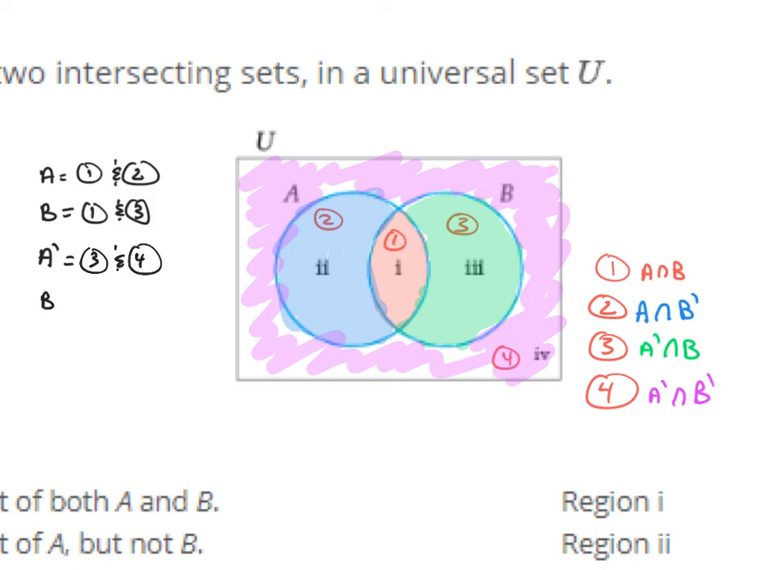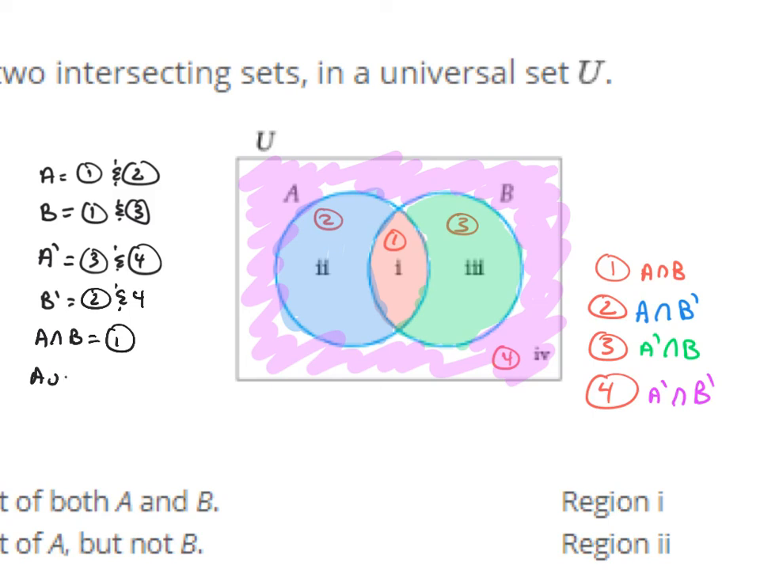Think about B complement. What regions represent B complement? Well, B complement would be everything that's not in B. So you would cross off B, which would get rid of regions 1 and 3. So the regions that are not regions 1 and 3 would be the regions 2 and 4. Okay. What if I said A intersect B? What am I talking about? Well, those are elements in region 1. We've already defined that, right?